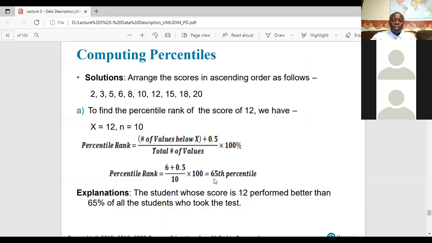So that's why I got the 65th percentile, which means that the student whose score is 12 performed better than 65% of all the students who took the test. Just like credit score, you say that your credit score falls in the 50th percentile or 75th percentile. That means that your credit score is better than 75% of the US population. Now, questions on this? Any question?